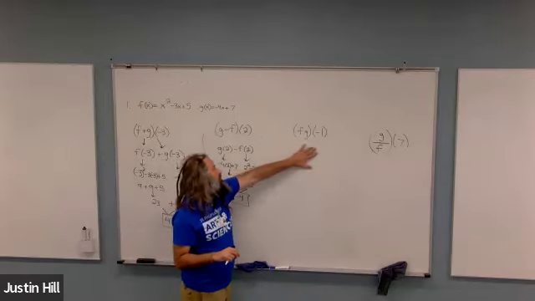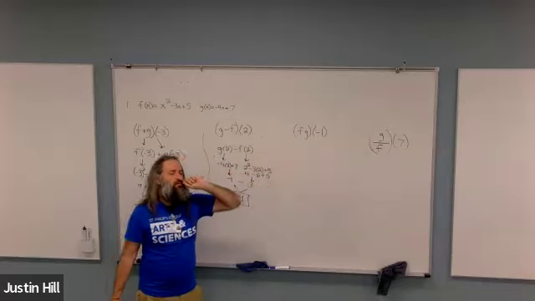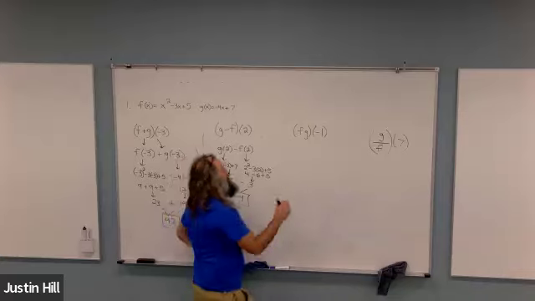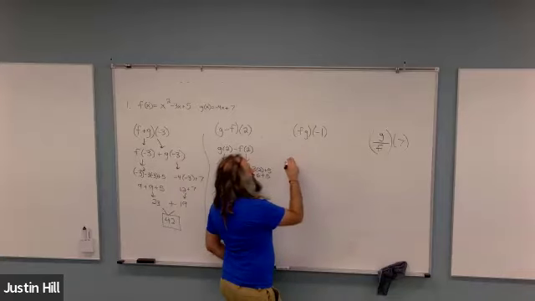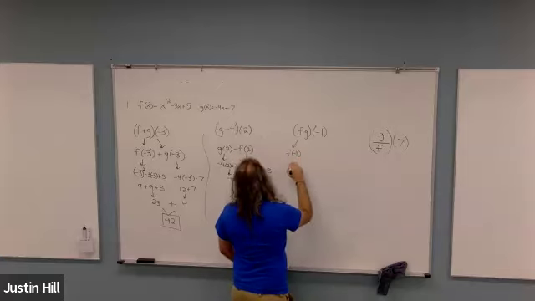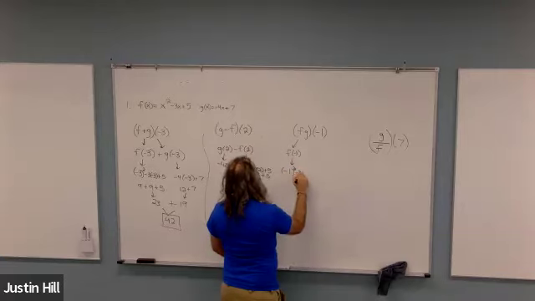Let's see what you guys got. So f times g of -1, somebody take me through how you did it. First, I wrote the function and looked at -1: -1 squared minus 3 times -1 plus 5.